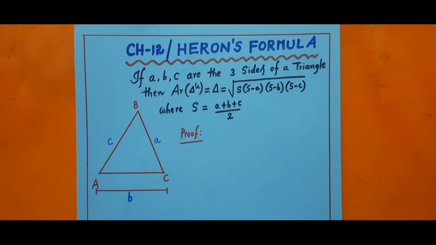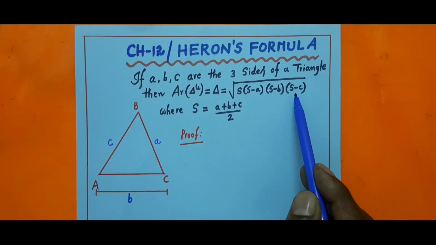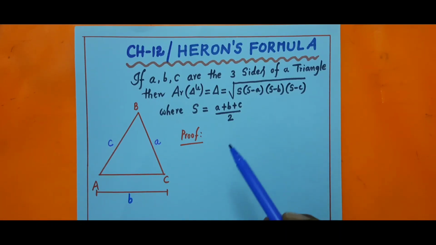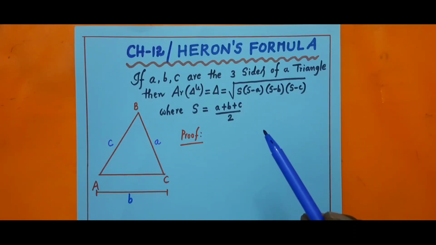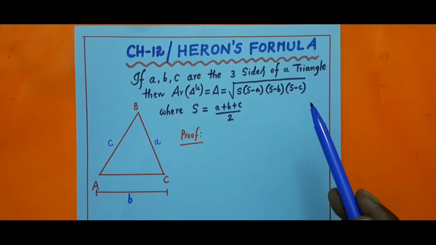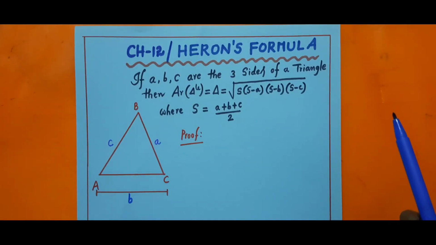See children, I already told you we are going to prove area of triangle is root of s into s minus a into s minus b into s minus c, where s is equal to a plus b plus c by 2. Here a, b, c are the three sides of the triangle. So when the three sides of the triangle are given, we use this formula which is given by the great mathematician Heron. So how to derive this? Let us have a look at our figure.